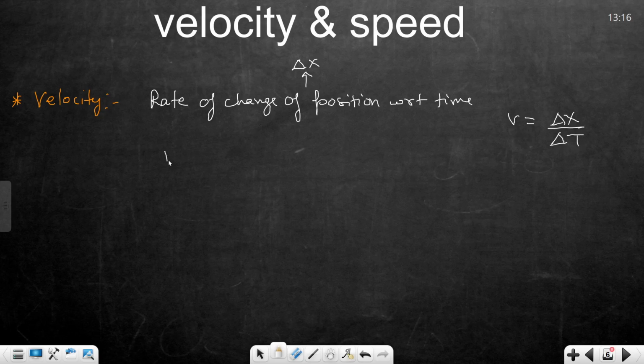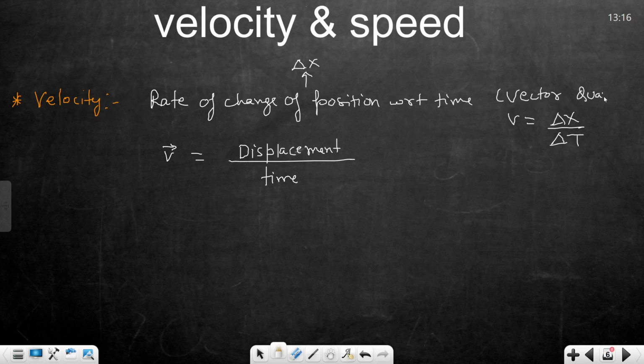Clear? So velocity we will denote by v, with a vector sign, because velocity is a vector quantity. It will be displacement by time taken. Clear? Velocity is a vector quantity. ठीक है, इसको नोट कर लेना. Same as displacement. As displacement is a vector quantity, so velocity must be a vector quantity. है ना?